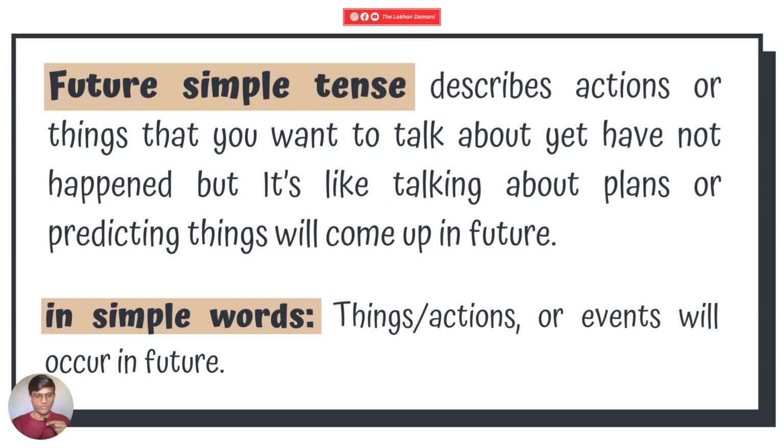What is the future simple tense? Well, the future simple tense describes things that have not happened yet, but will happen. For example, you're talking about your plan, or you're predicting that something will happen in the future. In simple words, it's a thing, action, or event that will occur in the future. Occur means happen, right? I'm sure you are understanding.